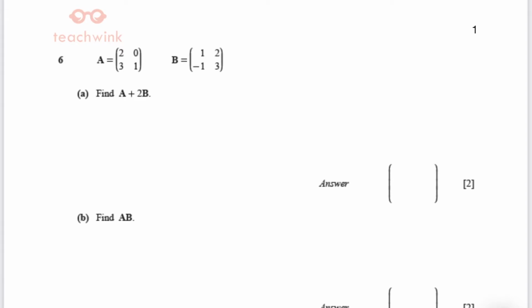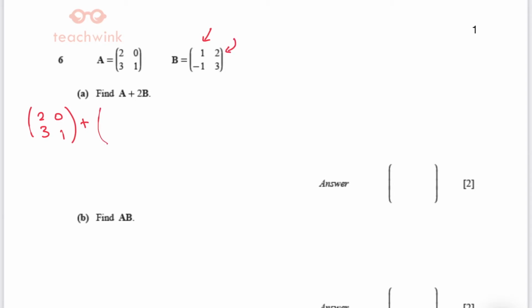They've given us matrix A and B. Part A says find A plus 2B. That means we have to multiply this matrix by 2 and then add it to A. So let's write this down. We have 2, 3, 0, 1 as matrix A. And then let's multiply this matrix by 2 and directly write it down over here.